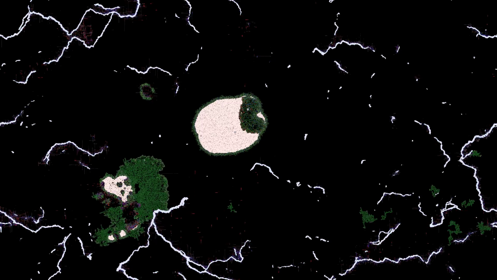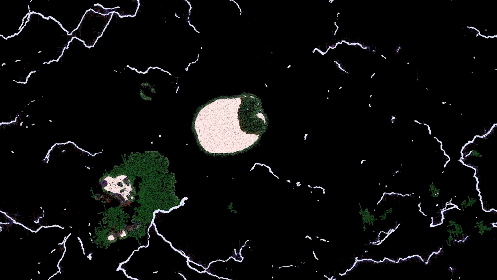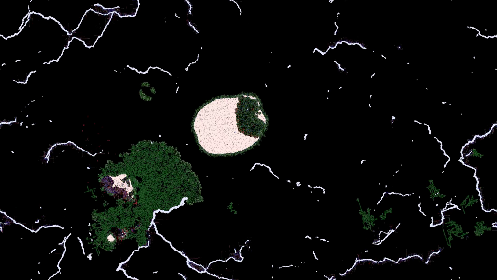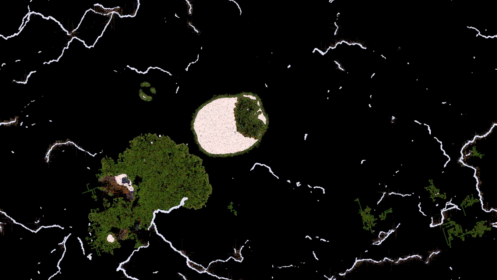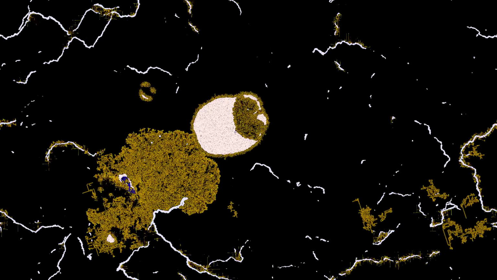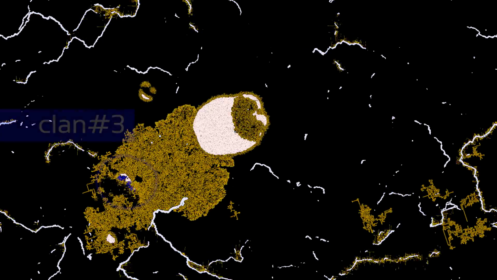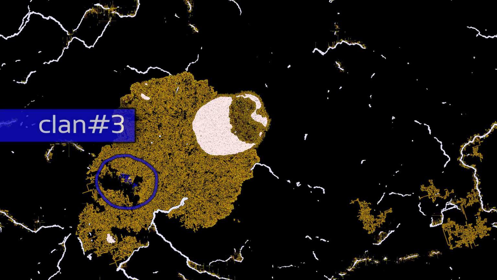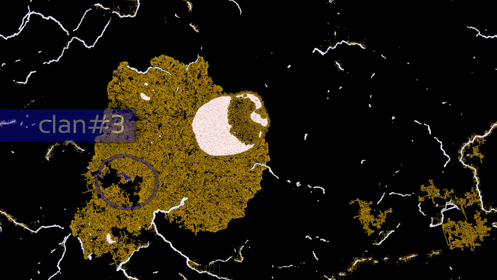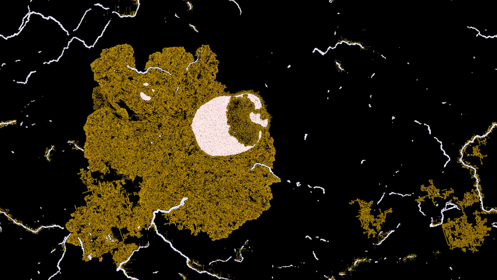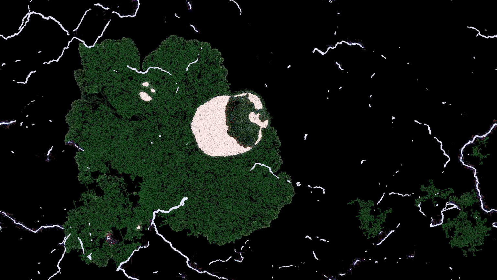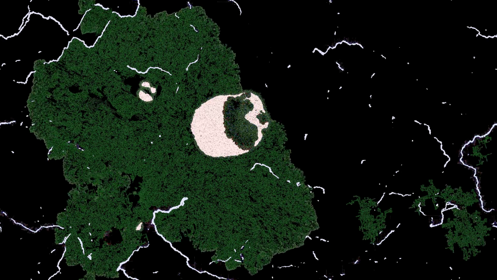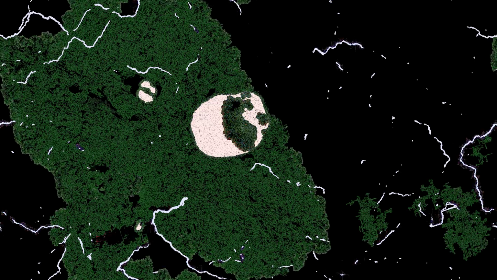The world once again enters the stage where its resources are depleted. By this moment, only Clan 2 has survived. This means that all current inhabitants of this world are descendants of just one origin cell.